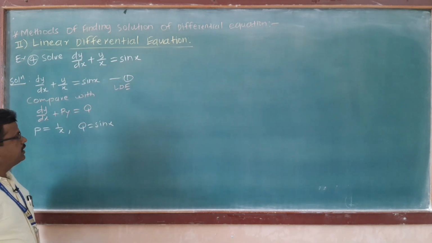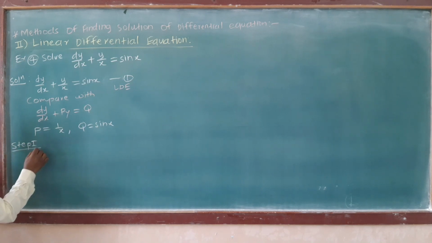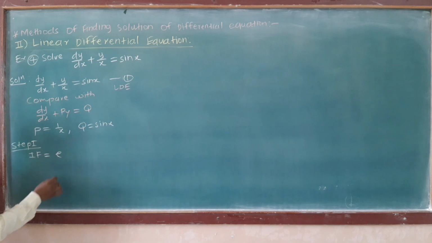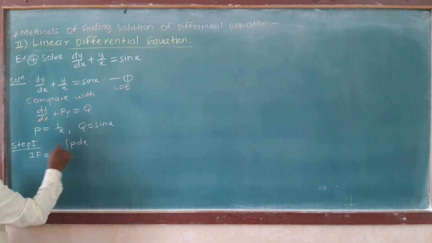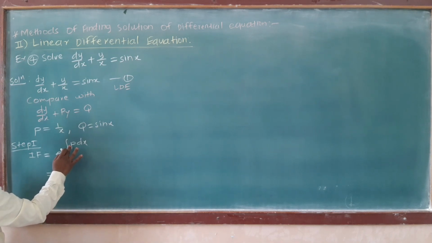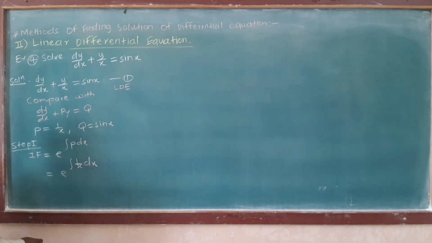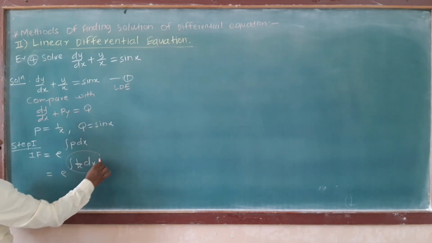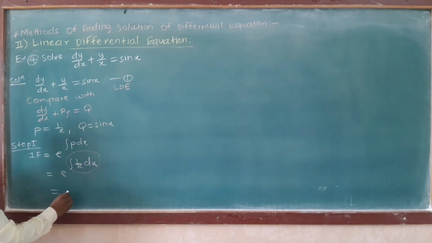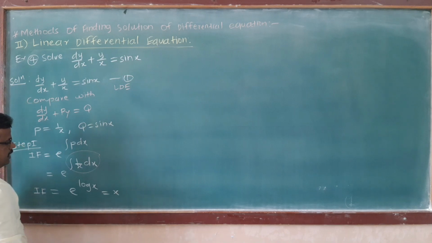Now we find its solution by using this method. Step first, we find integrating factor, which is equal to e raised to integration of p dx, which is equal to e raised to integration of p, p means 1 upon x dx. Now this integration 1 upon x dx, this is standard. याची किंमत आहे या इंटिग्रेशनची 1 upon x dx, which is log of x. So this is IF. So therefore e raised to log x, that will be x only.